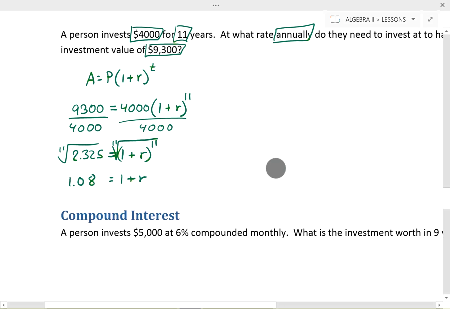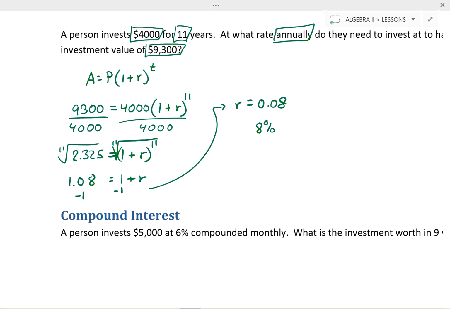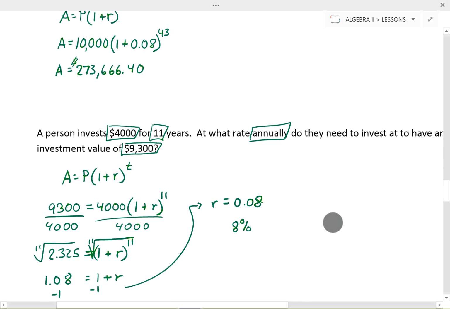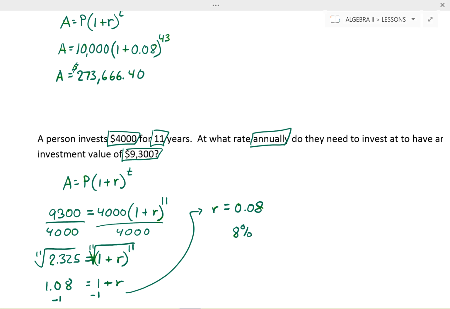Okay, so to finish this off, to solve for R, I'm going to subtract 1 from both sides, and that produces R equals 0.08. Well, 0.08 as a percentage is 8%. So in order to turn $4,000 into $9,300 over 11 years, we need to invest at an interest rate of 8%. So that takes us through an understanding of simple interest and annual interest. What we'll do next, in the next video, is talk about compound interest.